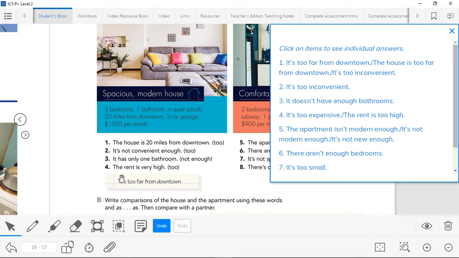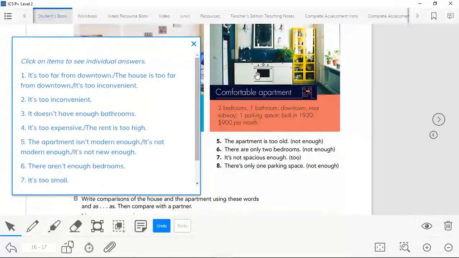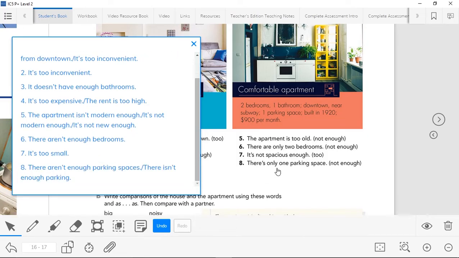These are evaluations. The rent is very high. It's too expensive. The rent is too high. Okay? The apartment is too old. Okay, with not enough. The apartment isn't modern enough. It's not new enough. Number 6, there are only 2 bedrooms. With not enough. There aren't enough bedrooms.